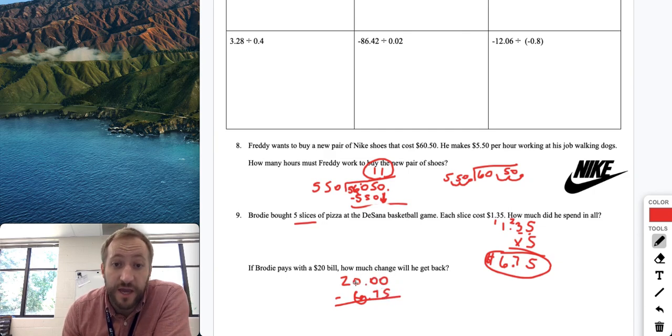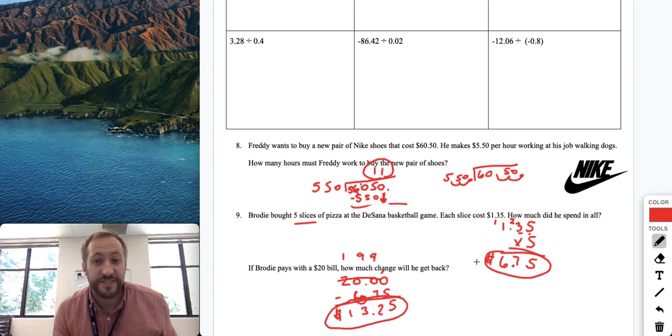Can't borrow from here, can't borrow from here, can't borrow from here. I'm going to borrow from this 200. So now that's going to become 199. 10 minus 5 is 5. 9 minus 7 is 2. 9 minus 6 is 3. 1 minus 0 is just 1. 1325 is how much change he gets back.